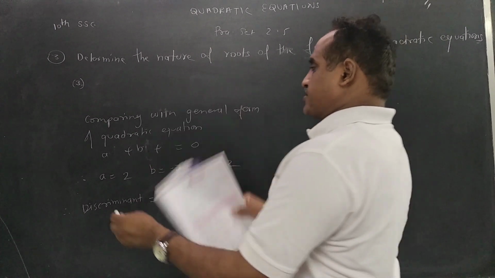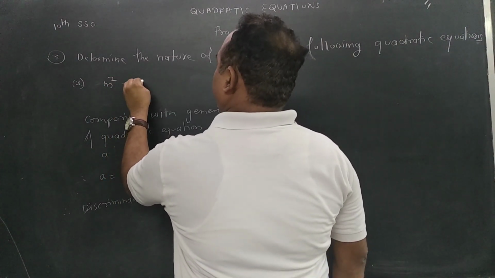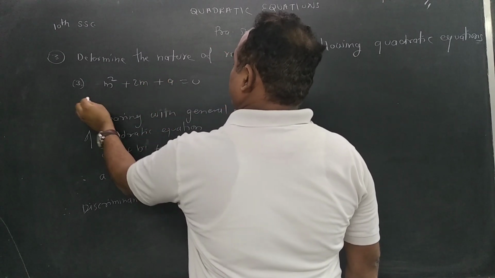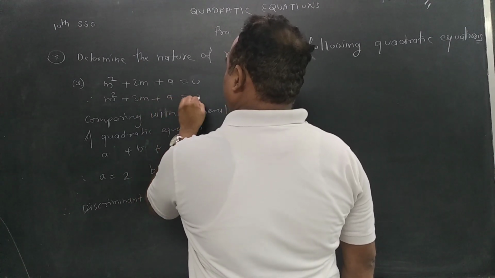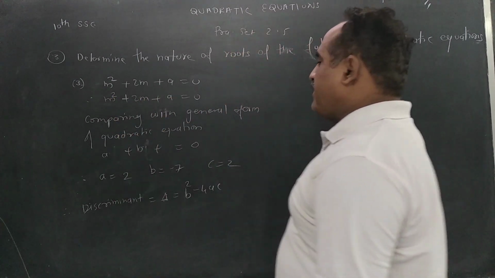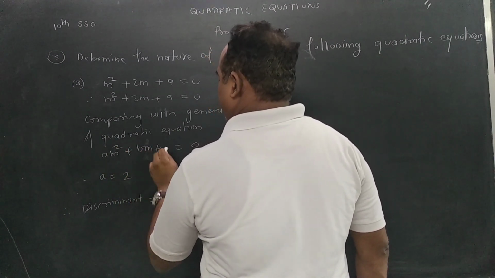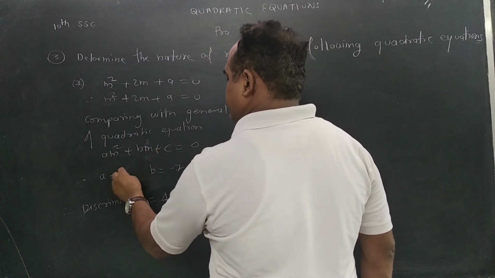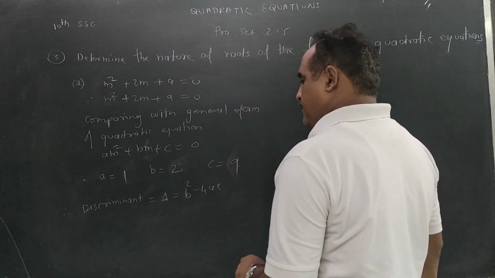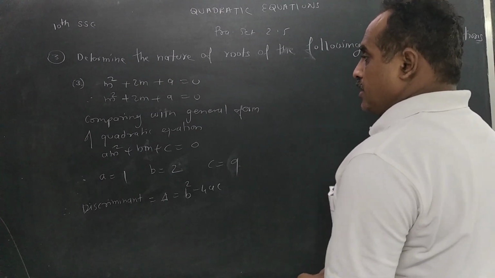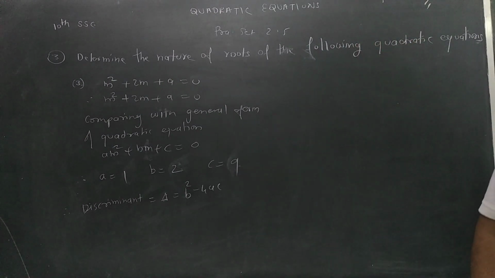Then the third question is n square plus 2n plus 9 is equal to 0. Again the same thing, please try to do your own. Okay, now comparing with the general form of quadratic equation, an square plus bn plus c is equal to 0, value of a is 1, b is 2, c is 9. So once again we'll check it.